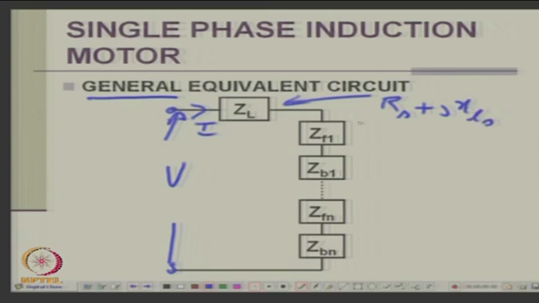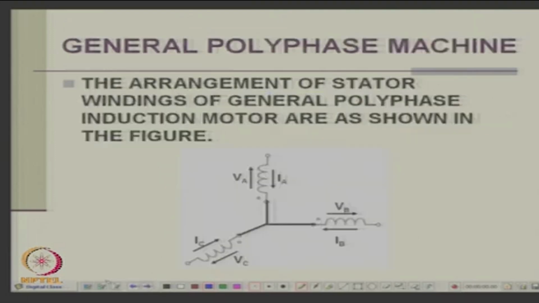So, ZF1, ZB1 and up to ZFN, ZBN, is not it? Each of these will give voltages VF1, VB1, VFN, VBN. These are the voltages induced in the same winding. Right. Now, this is for one winding.